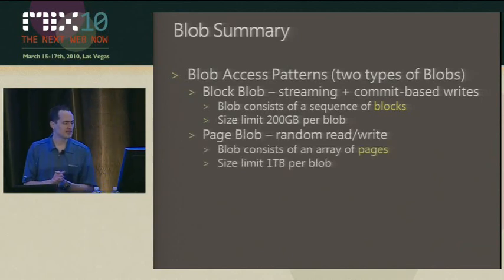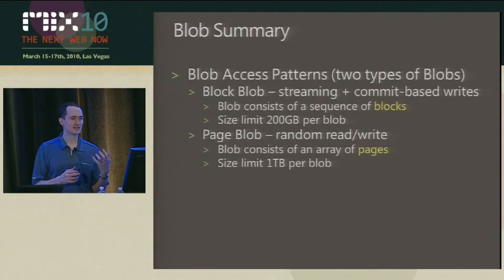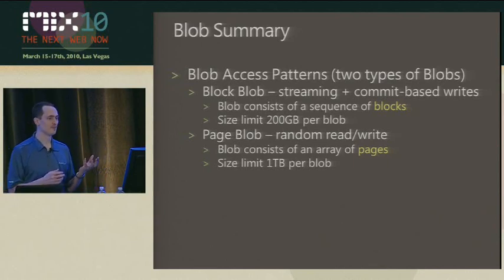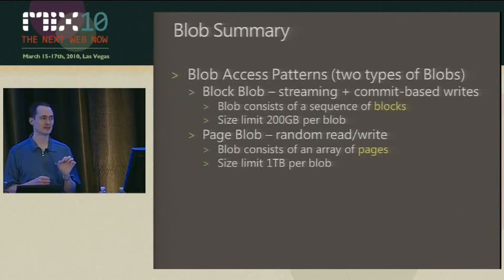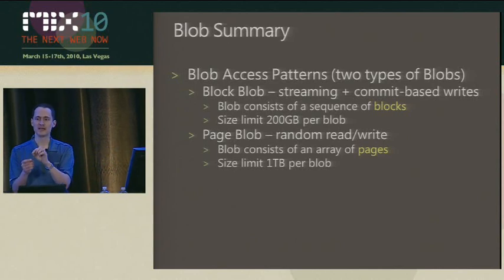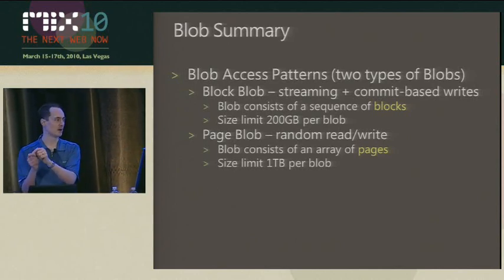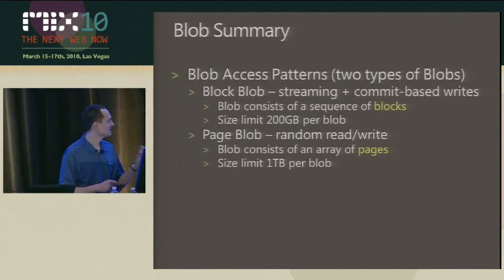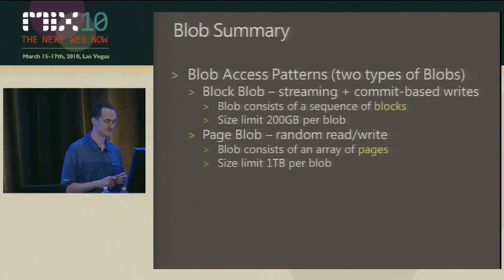And at PDC, we provided access to a new type of blob called page blob. And this one is really focused at random read-write workloads, with the emphasis on efficient random writes. So you can do ranged writes across your blob. So here the blob consists of an array of pages, and whenever you do a write or a ranged write, it's actually committed immediately upon success. And these blobs can be up to 1 terabyte in size.